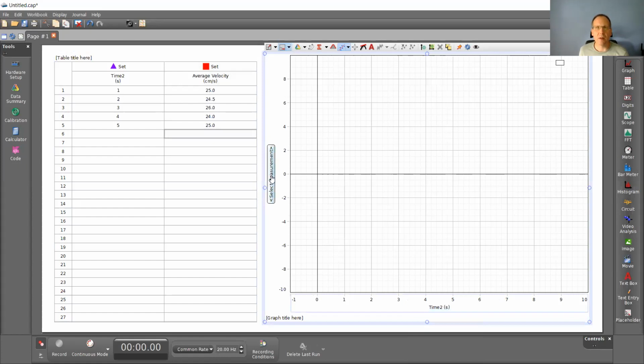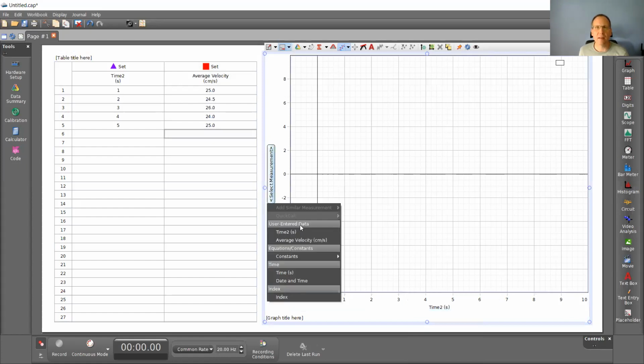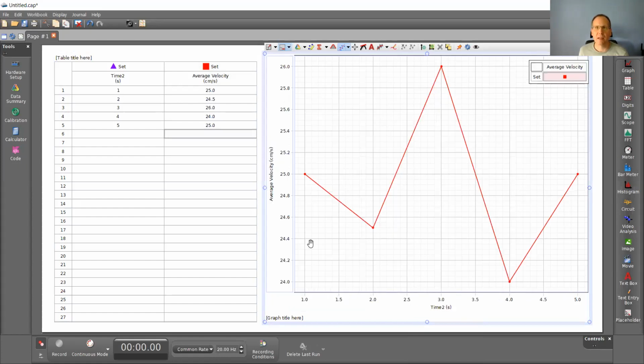So time2. On the y-axis, I'm going to plot average velocity. Now, even though my values are very similar, it doesn't look horizontal, right? It doesn't look flat. And it's because it zoomed in, right? It's scaling this. So we can fix that.